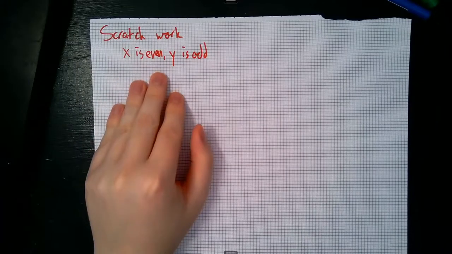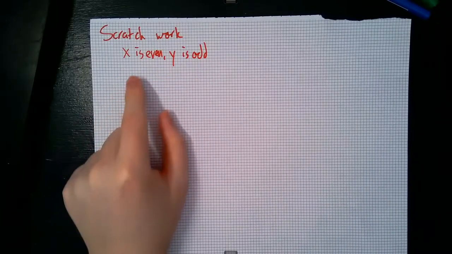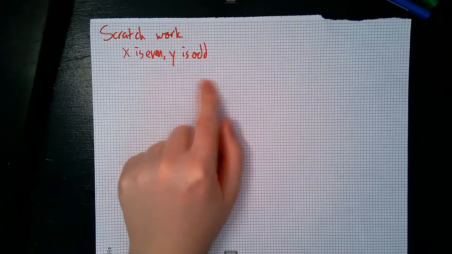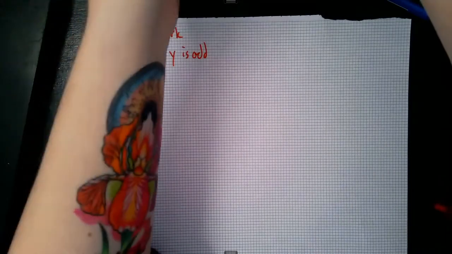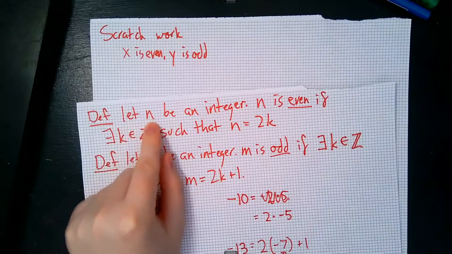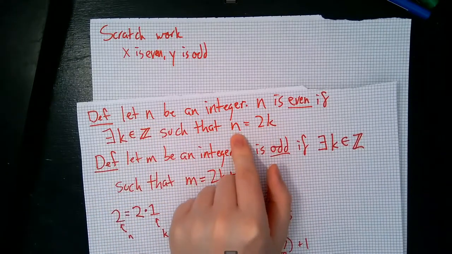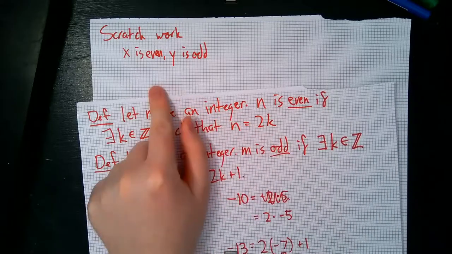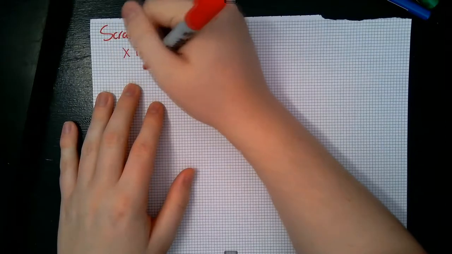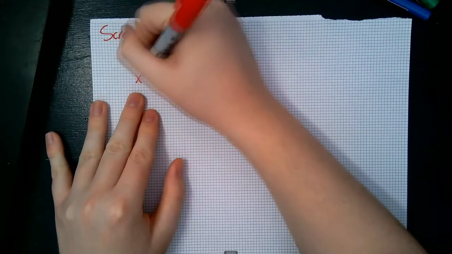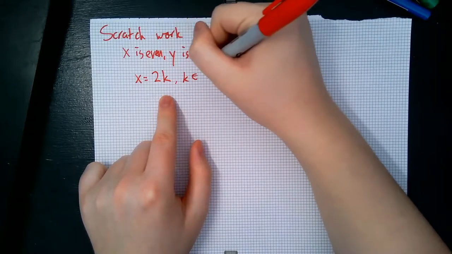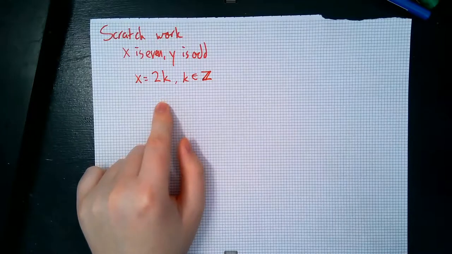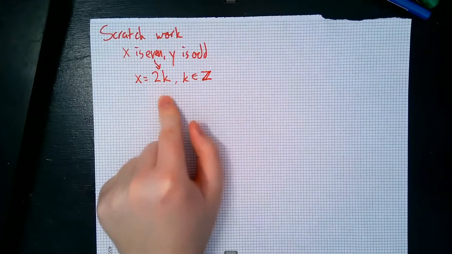So now, what I'm going to do is immediately apply as many definitions as possible. And right here, we have two definitions that are going to be really useful, even and odd. So let's apply those definitions. By definition of even, if we have an integer, then that integer is even if it equals 2 times some other integer. So we're assuming that x is even right here. So we're going to say if x is even, then x must be equal to some k times 2, where k is an integer, or k is in the set of integers. I'm going to draw a little arrow from even to here so we know that's where that came from.